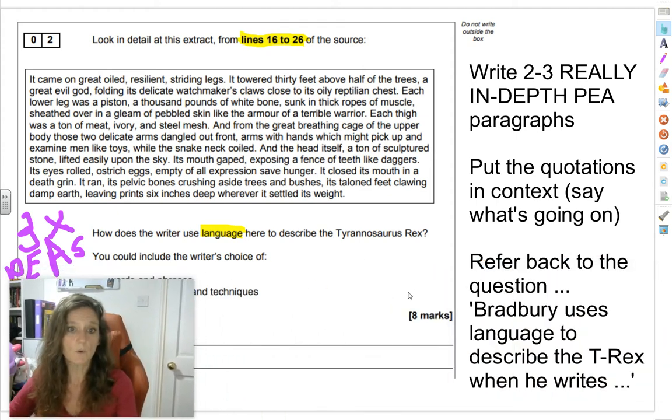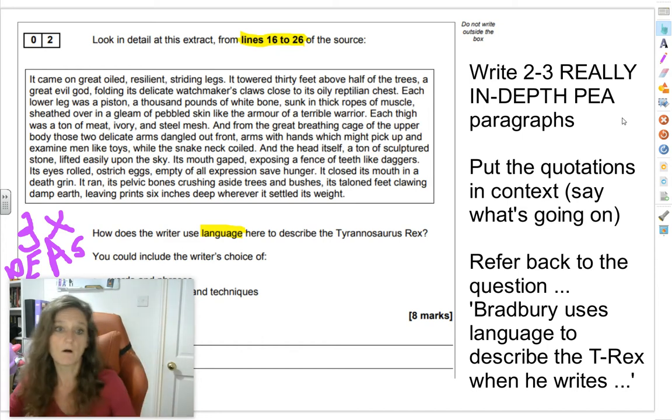So just to give you a bit more advice on that one, what I want you to try and do on this one is try to write 2 to 3 really in-depth PEA paragraphs. So you're really digging for meaning, the deeper meanings here. And I'm going to do another video where we look at some good answers that are getting more than half marks. What I want you to do is whichever quotations you pick out to analyse using your point, evidence and analyse, I want you to put them into context.